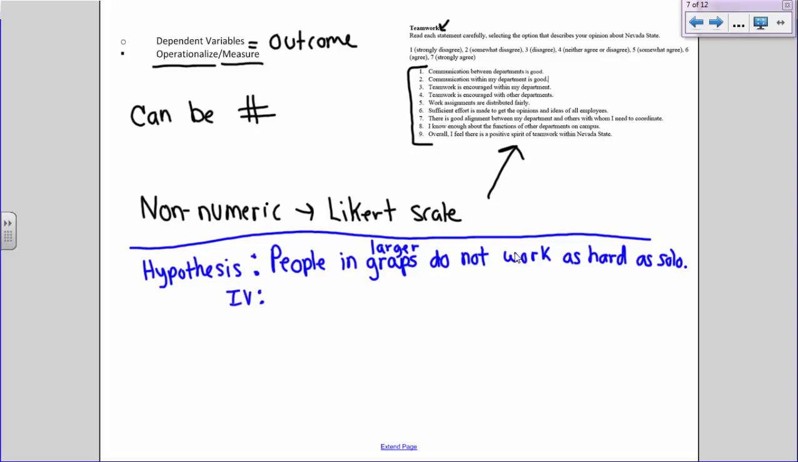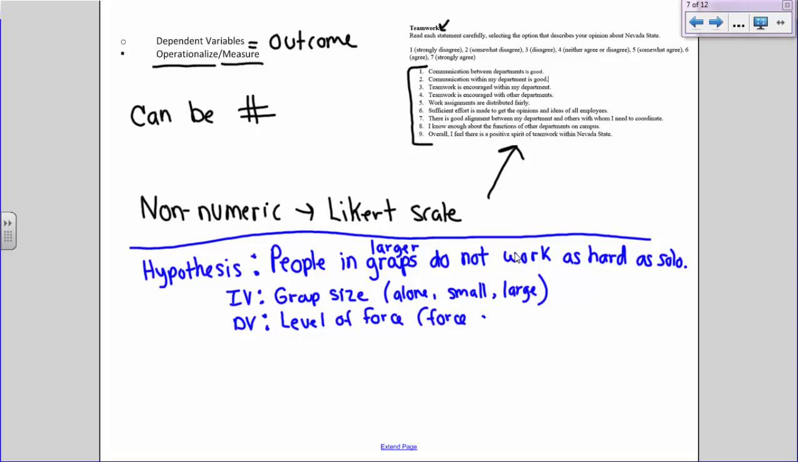even a true experiment, where we randomly assign people to 3 different conditions based on group size. So that's what we're manipulating. That's our independent variable. And we could say we have 3 different levels, right? Alone, small group, and large group. And we could have them play tug of war and see how much effort they exert, which would be our dependent variable. And that would be like the level of force in tug of war. And we could measure that through a force gauge, which gives us a nice numeric measure.